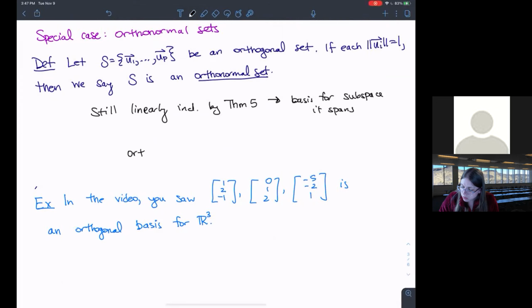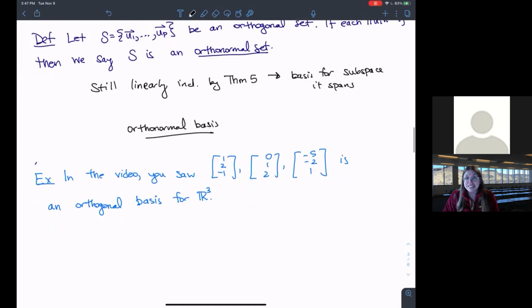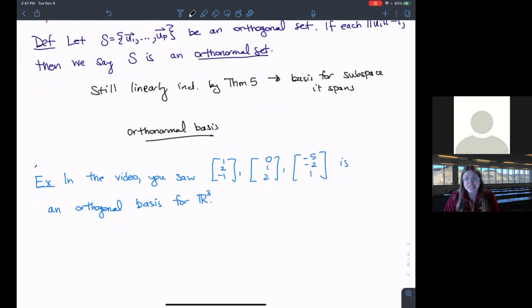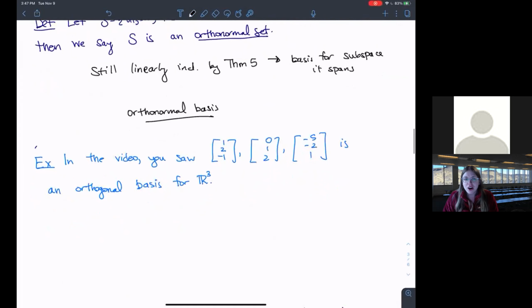We'll use the term orthonormal basis to describe an orthogonal basis where every vector has length 1. Now, it's really easy to create. If you have an orthogonal basis or orthogonal set, it's really easy to create an orthonormal one. All you do is scale each vector by its magnitude.